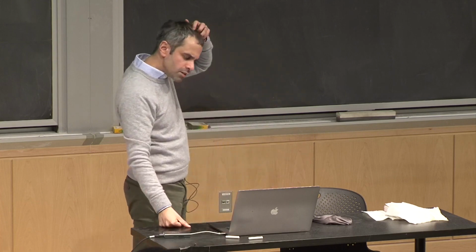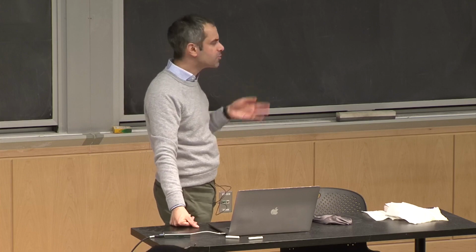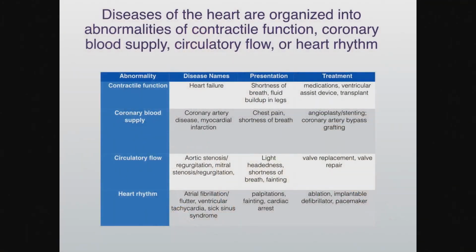Okay, so the way that physicians like to organize disease definitions is really around some of these same functions. So failure of the heart to pump properly causes a disease called heart failure. And this shows up in terms of being out of breath, having fluid build up in the belly and in the legs, and this is treated with medications. Sometimes you can have artificial devices to help the heart pump, and ultimately you could even have a transplant depending on how severe it is.